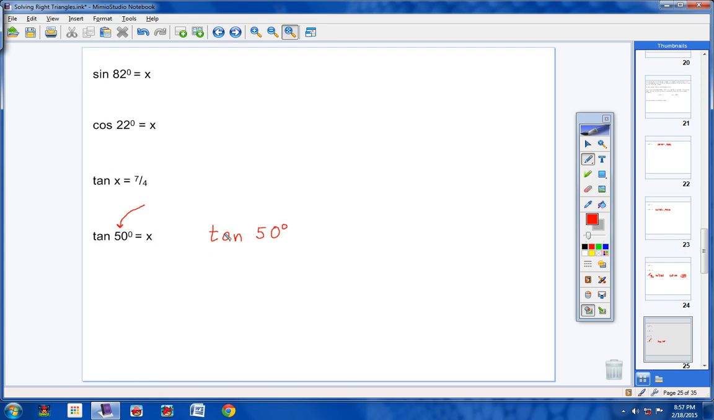Either way, depending on your calculator, here's what you should get. The tangent of 50 is 1.191753593. So I'm going to round that to 1.1918. There we go, students. There it is. Pretty simple.